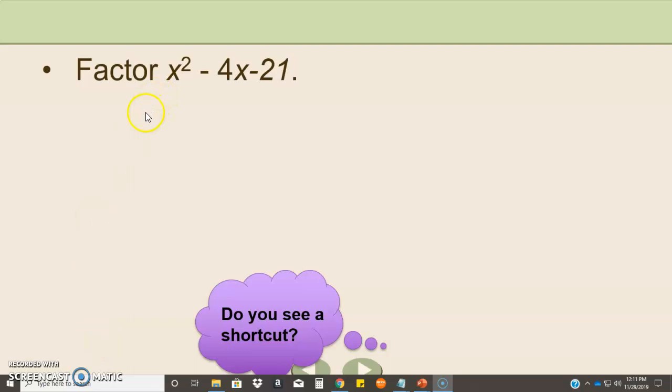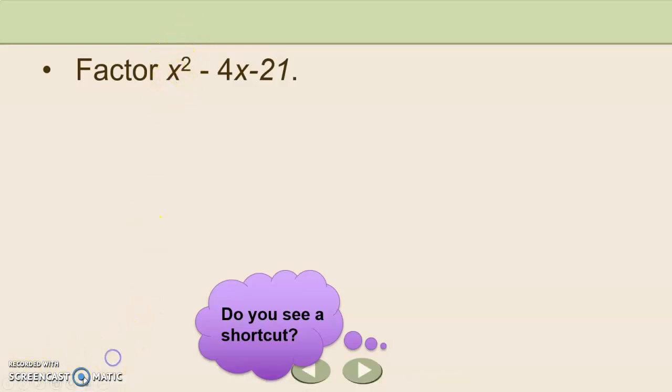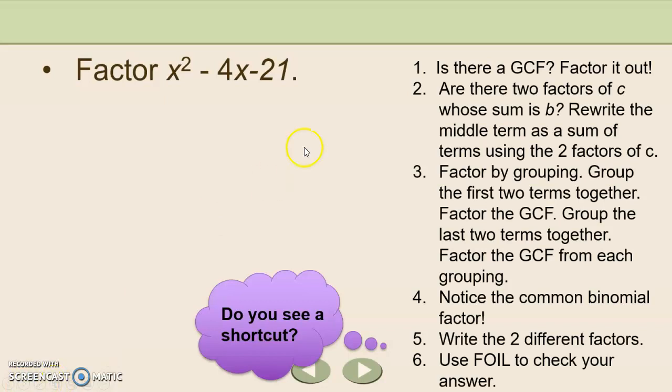So here's our polynomial, or as we said, our quadratic trinomial. We have x squared minus 4x minus 21. First of all, we need to recognize if there's a GCF. If there is, we're going to factor it out. Well, when I look at these three terms, my x squared and minus 4x and minus 21, I don't have a greatest common factor for all three terms. There's nothing that all three terms have in common, so I don't have a greatest common factor.